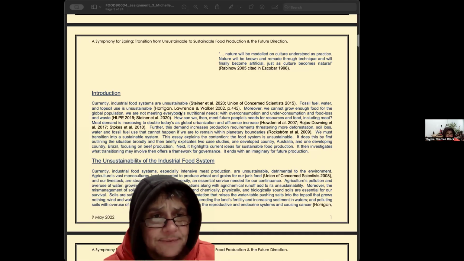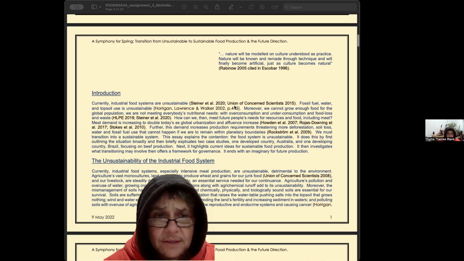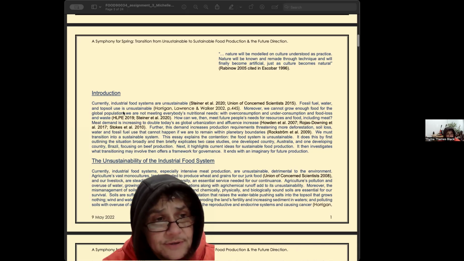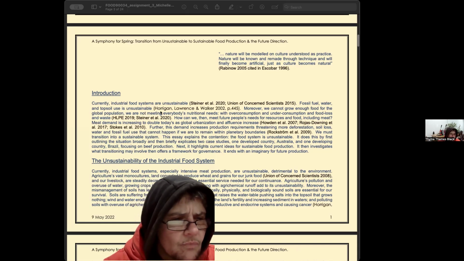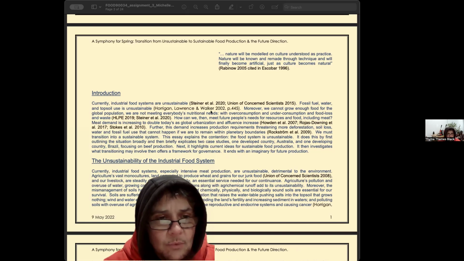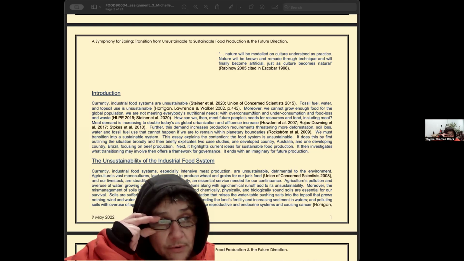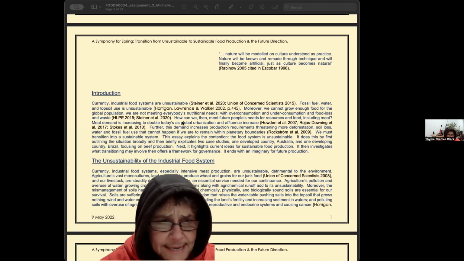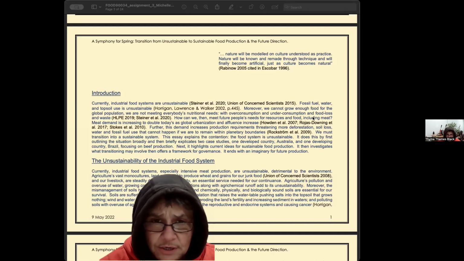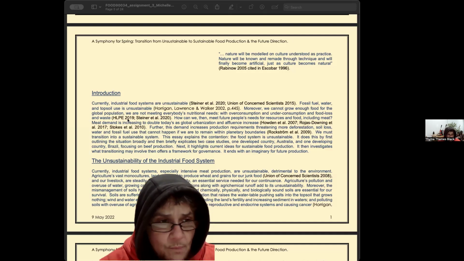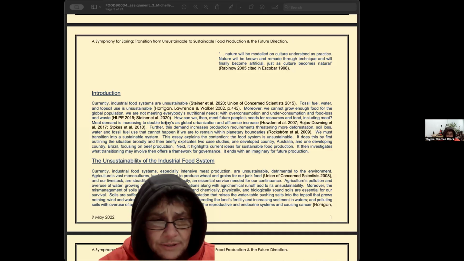Currently, industrial food systems are unsustainable. Steiner et al. 2020, Union of Concerned Scientists, 2015. Fossil fuel, water, and topsoil use is unsustainable. Harrigan, Lawrence and Walker, 2002, page 445. Moreover, we cannot grow enough food for the growing global population. We are not meeting everybody's nutritional needs with overconsumption and underconsumption and food loss and waste. Heppel, 2019, Steiner et al. 2020. Helpy, I should say.